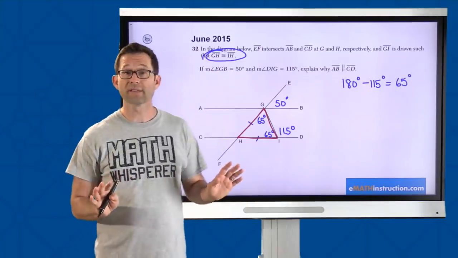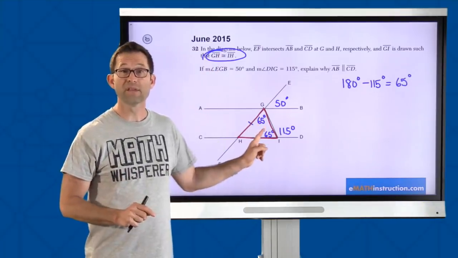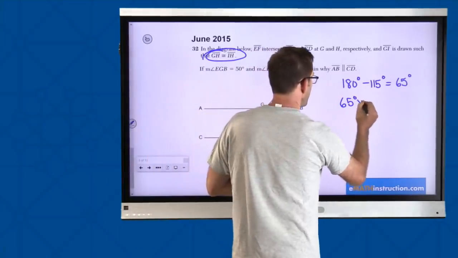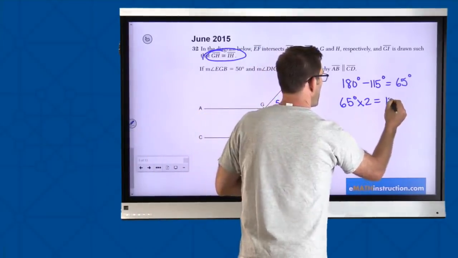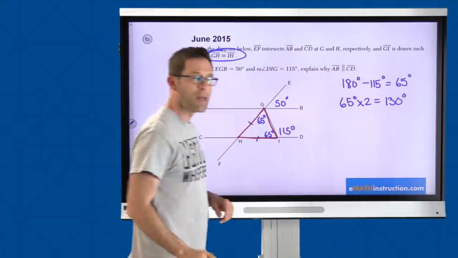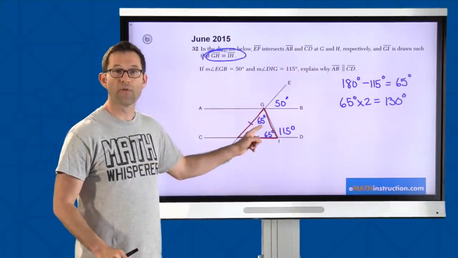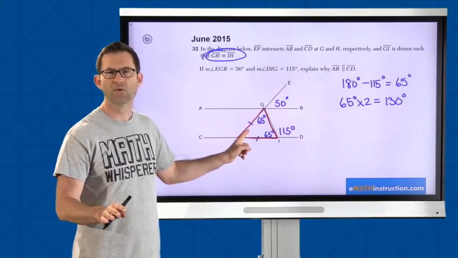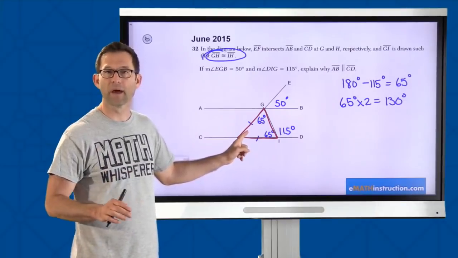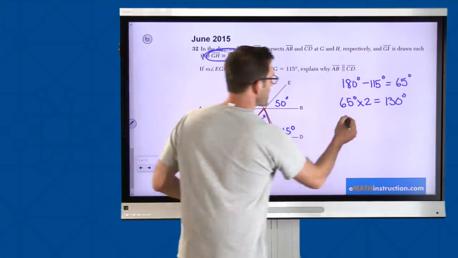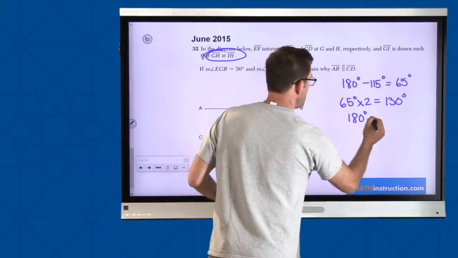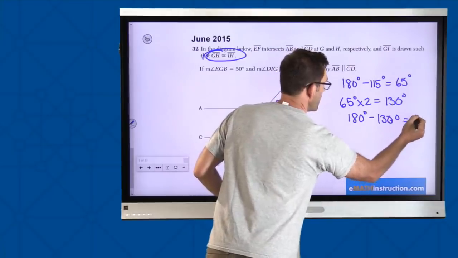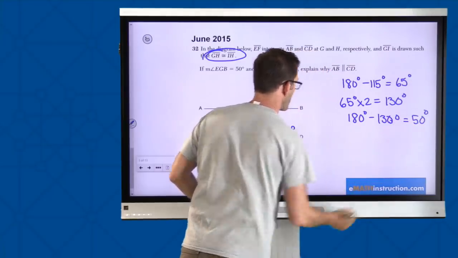Now we can do one last angle. We can add the 65 and the 65 together, or multiply by 2, either way, and we get 130 degrees. Because those two add up to 130, we can subtract that from 180 to figure out that angle. I think I can do that without writing it down. 180 minus 130 is 50. Actually, maybe I'll write it down just to show my work. It does say explain, which means we've got to use words, and we're going to get there.